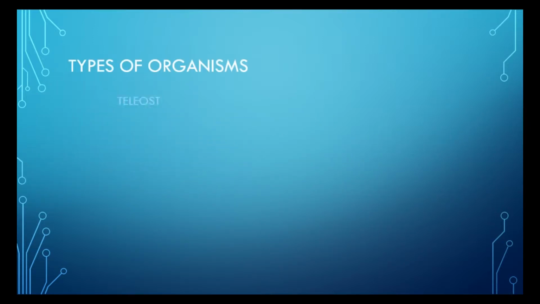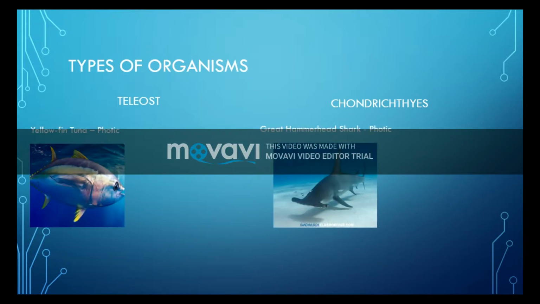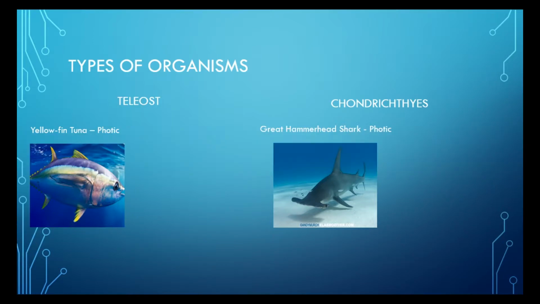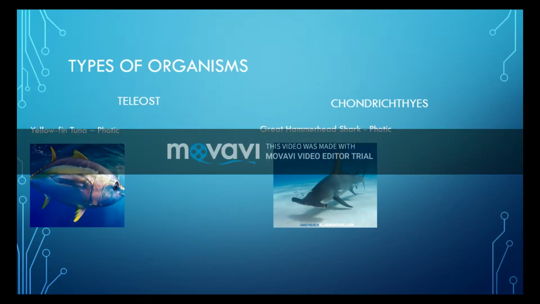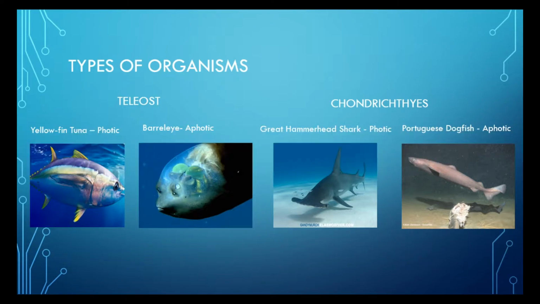Now on to the types of organisms. So we have the teleost, which are the bony fishes, and the Chondrichthyes, the sharks, rays, and skates. So I split this up into two different things. So we have the photic representatives. I chose to use a yellowfin tuna for the teleost, and then a great hammerhead shark for the Chondrichthyes. And then for the aphotic zone representatives, for the teleost, I used the barreleye, and for the Chondrichthyes, the Portuguese dogfish.